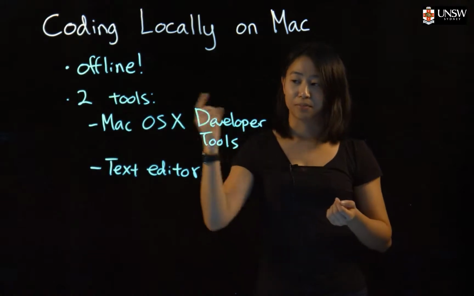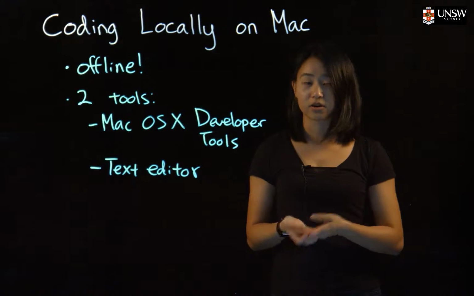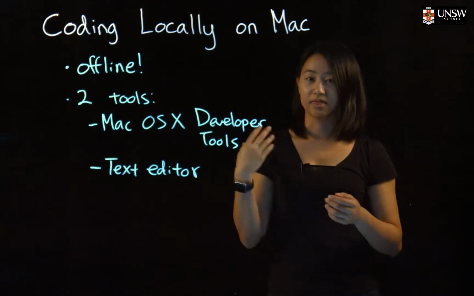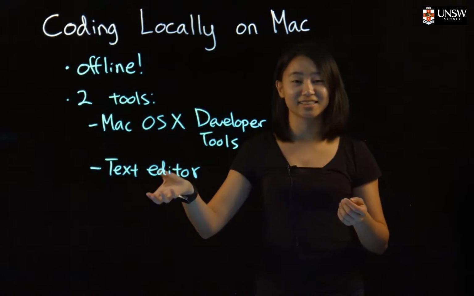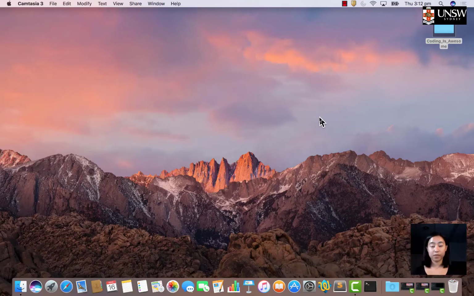You'll have to download the Mac OS X developer tools, which basically just gives you a C compiler called GCC so you can turn your code files into a program. And the next tool you'll need is a text editor of your choice, and there are tons available for the Mac. So to start coding on your Mac, you'll have to download the Mac OS X developer tools, which will basically help you download a C compiler so you can turn those .c files into a program you can run.